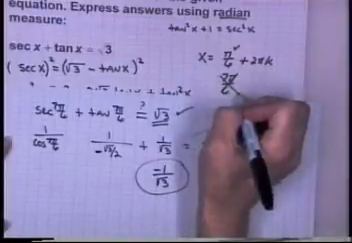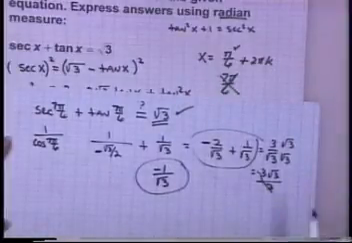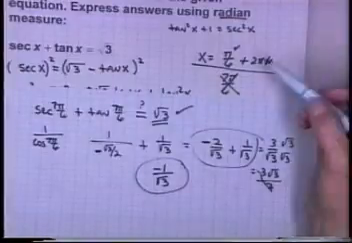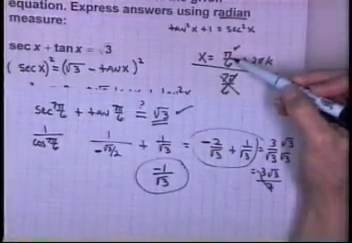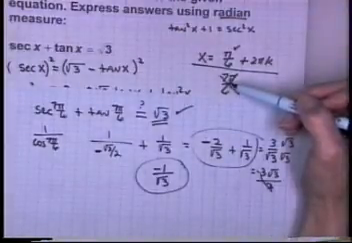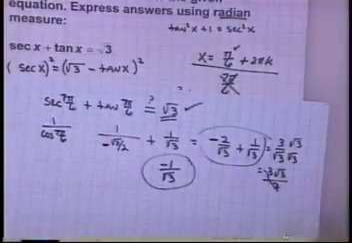This second answer here is extraneous. It does not check. So I only want that solution there. Usually if you check one of your answers, your easiest one, the other one will be very similar in terms of the check, but sometimes there'll be a sign change because of the quadrant change.